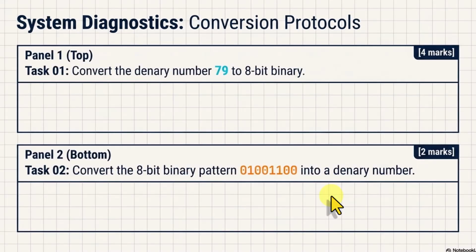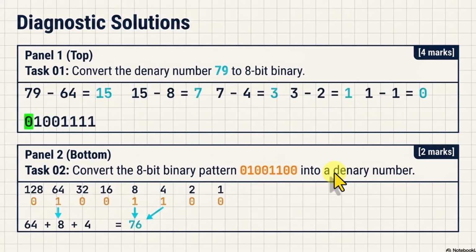Some questions. Convert the Denary number 79 to 8-bit binary, and convert the 8-bit binary pattern 01001110 into a Denary number. You can pause the video, solve these questions by yourselves, then play the video and check if your answers were correct. If it was correct, well done. If not, then look and find your mistake, and learn from that.